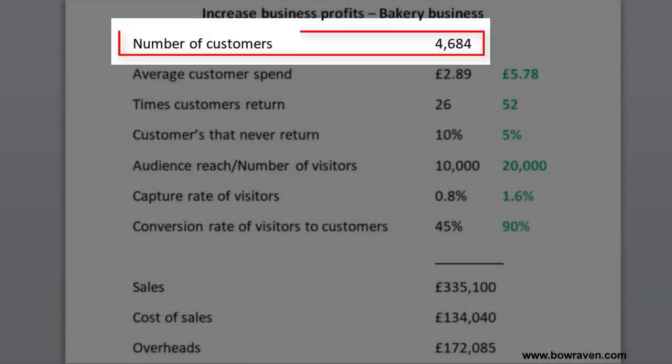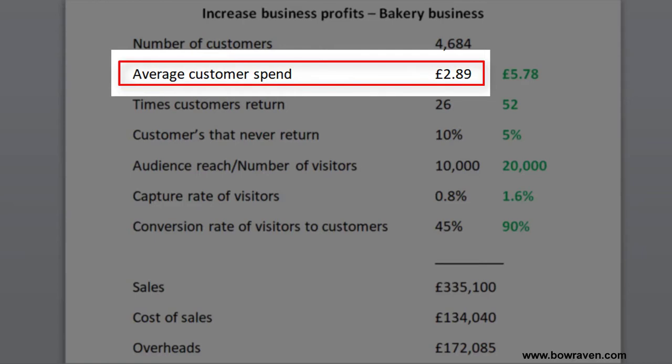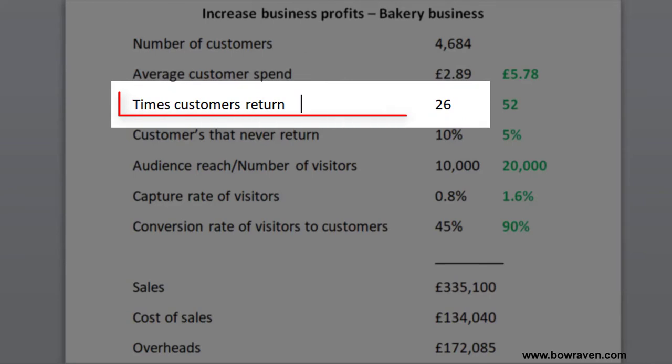So the first number we have is the number of customers the business has, which in this case is 4,684. The average customer spend is £2.89 at present, and that's the amount customers spend each time they visit the business. The next number is the number of times they return to purchase, and in this case it's 26 times, so effectively once every 2 weeks.